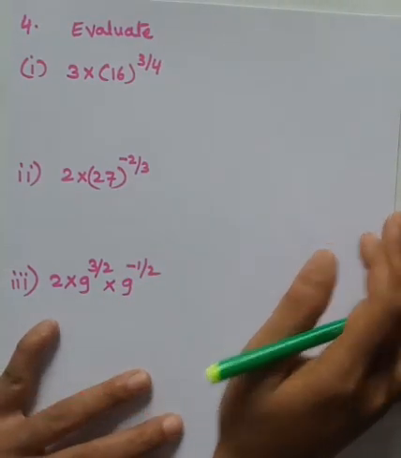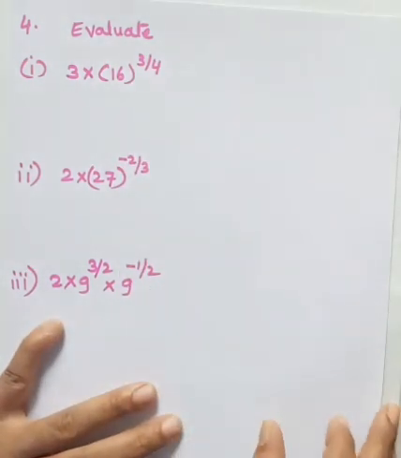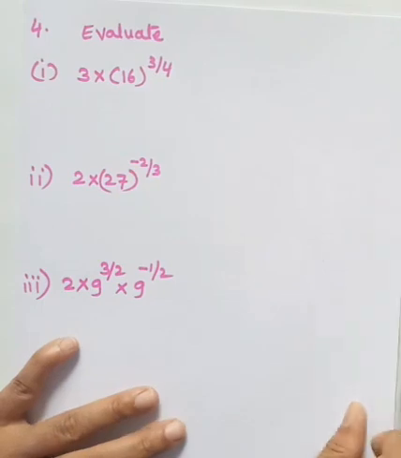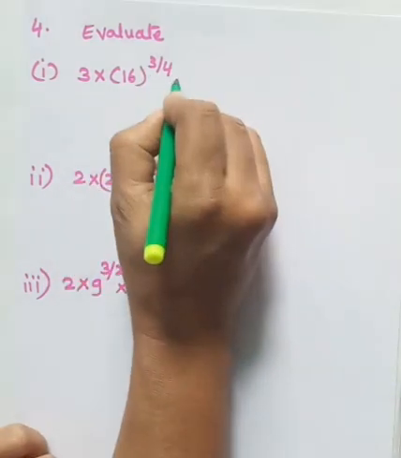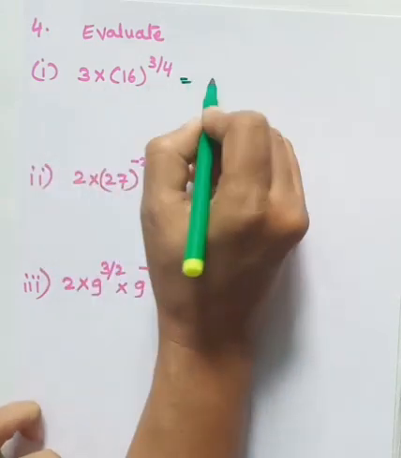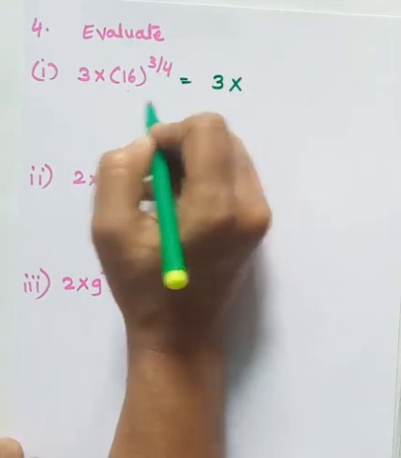Children, now let us see how we can evaluate these questions. What is the question? Let us read this question now. 3 into 16 power 3 by 4. Now keep this 3 as it is. We cannot do anything to this 3. 16 power 3 by 4.